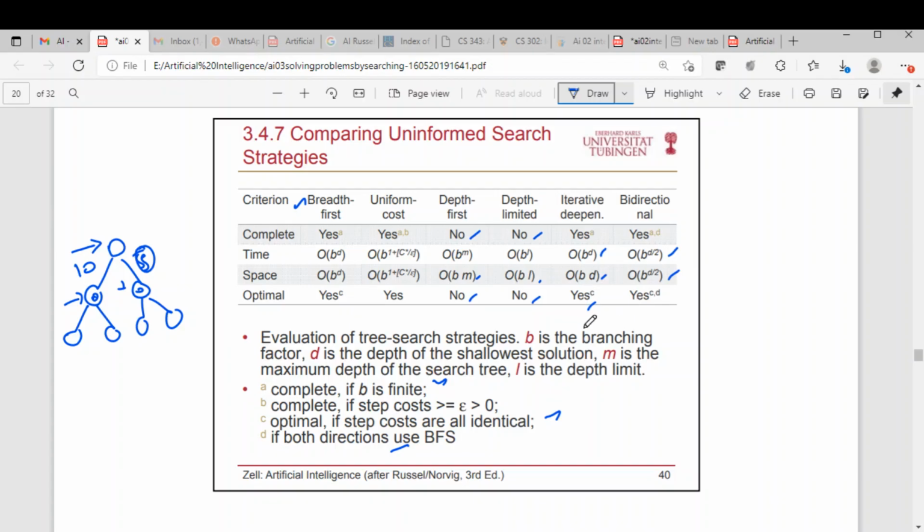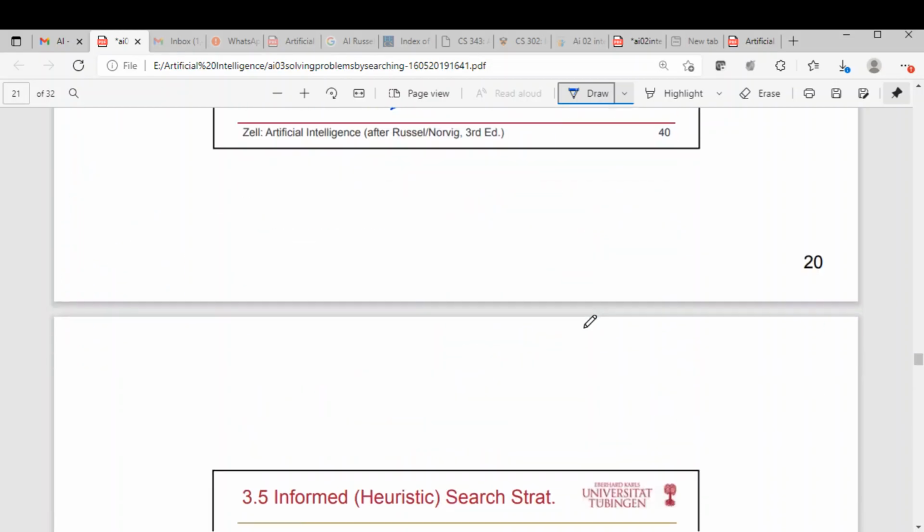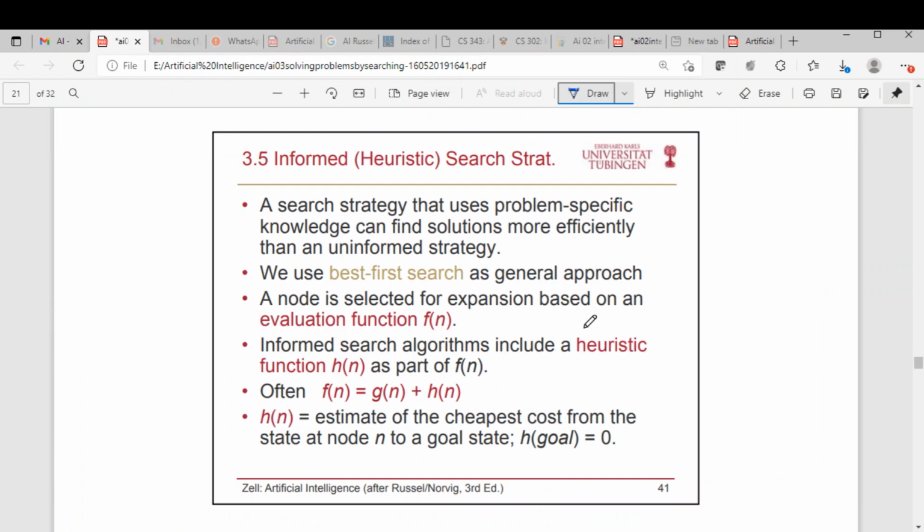So that's it about the different uninformed search techniques. Now we will move on to the next class of algorithms, which is called informed search strategies or informed search techniques. This is also called heuristic search technique.